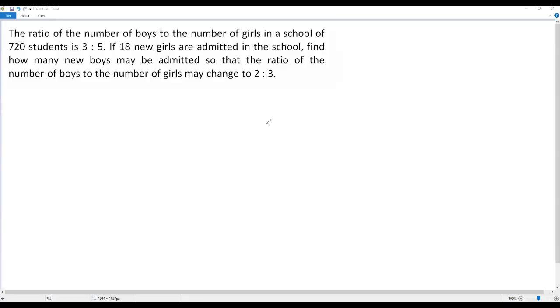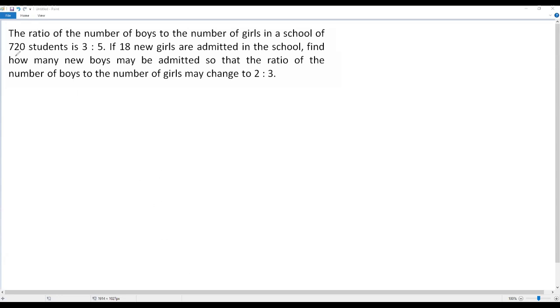Here we have a word problem on ratio. Okay, let's go with the question. The ratio of the number of boys to the number of girls in a school of 720 students is 3 to 5. If 18 new girls are admitted in the school, find how many new boys may be admitted so that the ratio of the number of boys to the number of girls may change to 2 to 3.